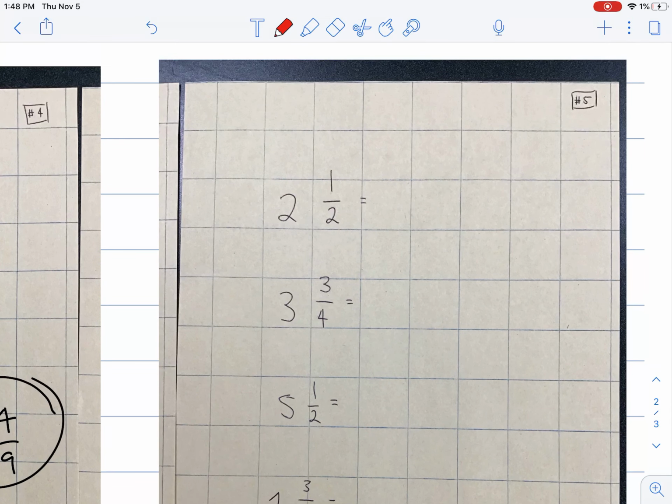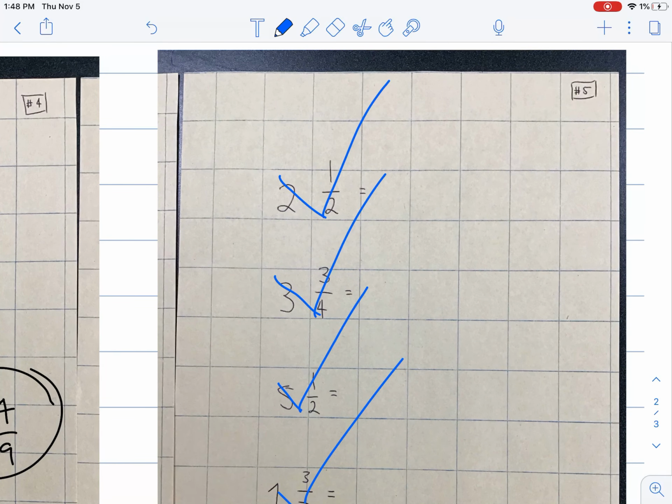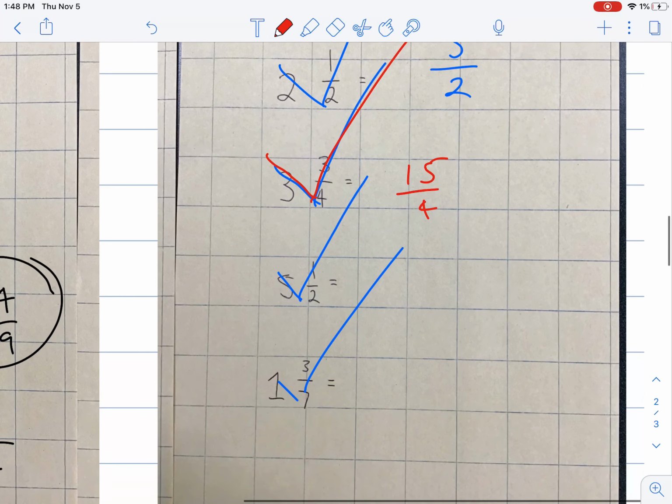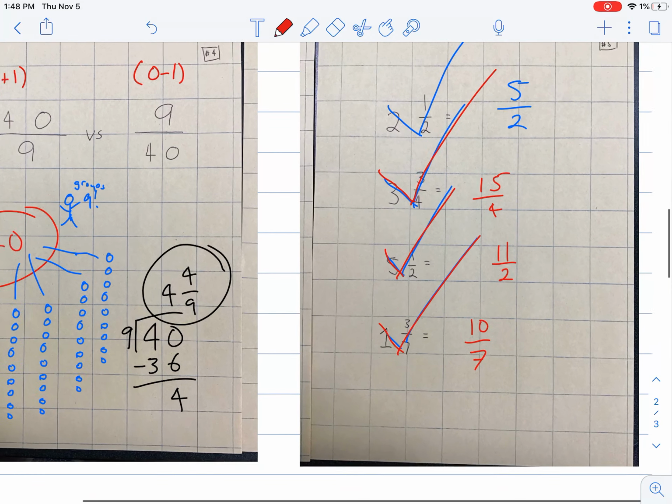Okay. So, mixed number to improper. Okay. 2 times 2, 4. 4 plus 1, 5. 5 over 2. Multiply. Add. Multiply. Add. Multiply. Add. 3 times 4, 12. 12 plus 3, 15. Over 4. 5 times 2, 10. 10 plus 1, 11. 11 over 2. 1 times 7, 7 plus 3, 10 over 7. Check mark technique.